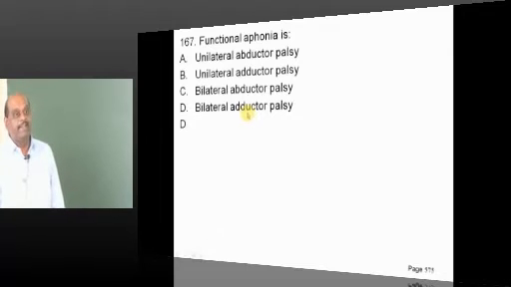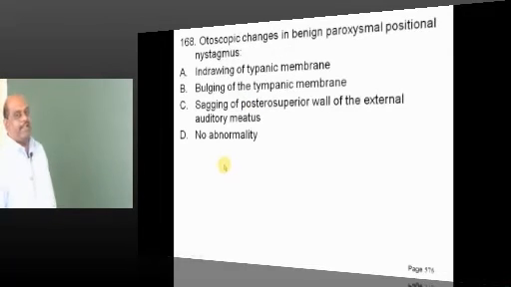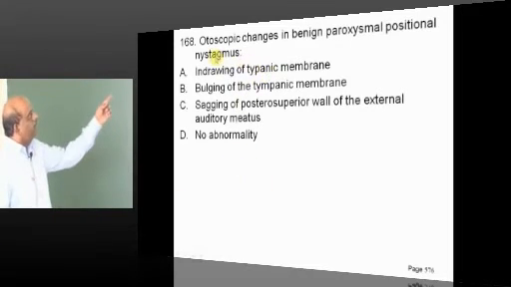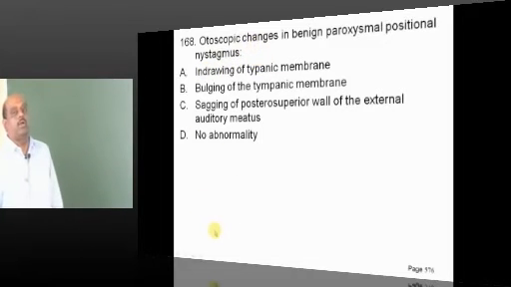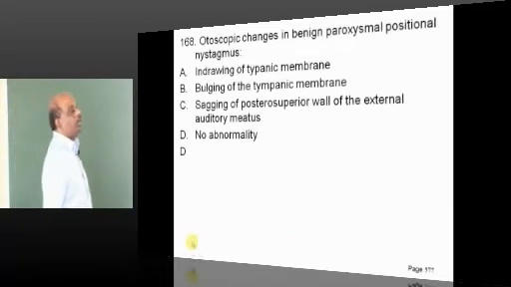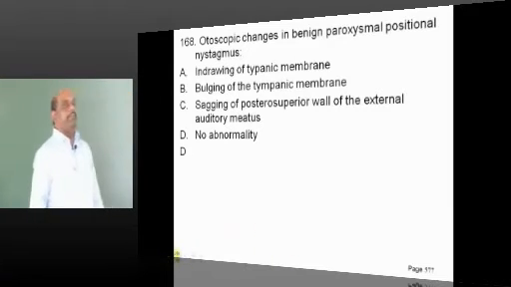I think in ENT and ophthalmic quite a few key errors are there. Just will correct that. Okay, benign paroxysmal positional nystagmus, what will be seen in otoscopy? No abnormality, because it is due to otolith which you can't see in the membrane or anything.